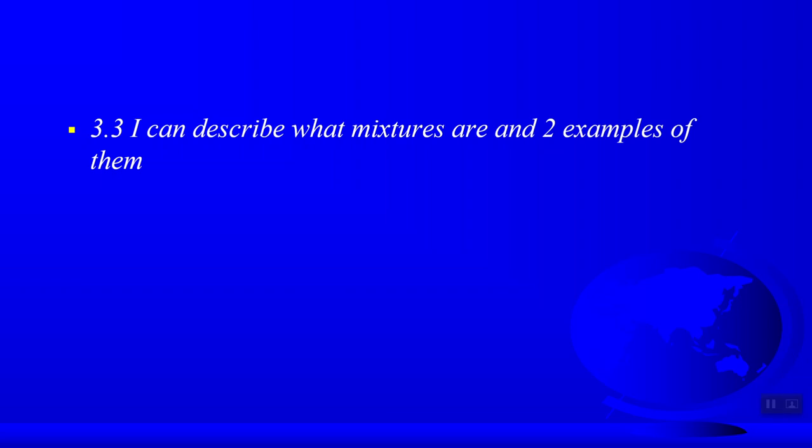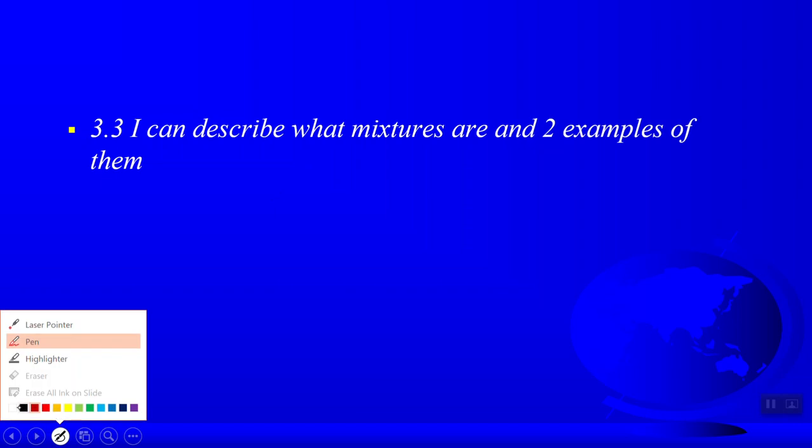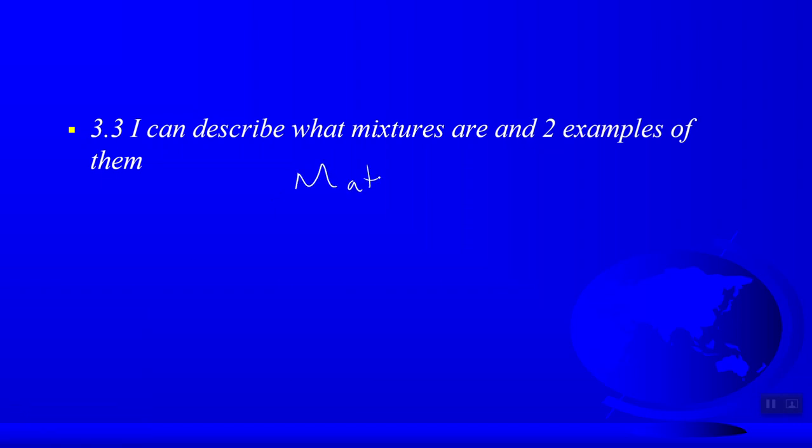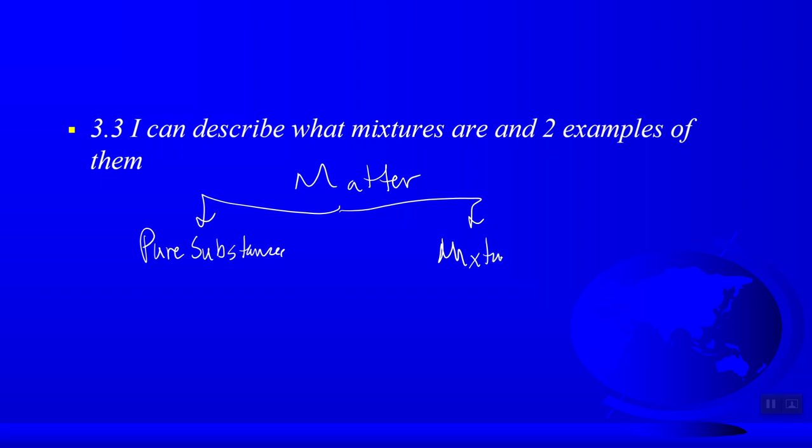In our last lesson, we began talking about matter, how matter is made up of two kinds of things: pure substances and mixtures. I like to think of pure substances as individuals, people, and two kinds of people: parents and children.